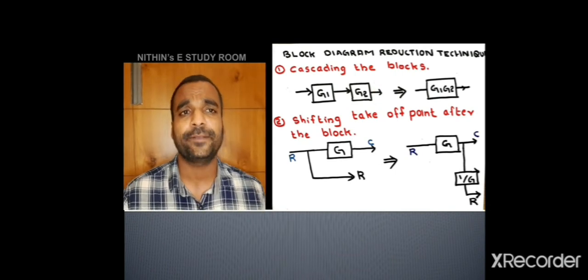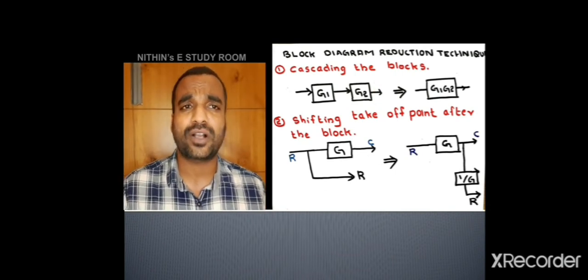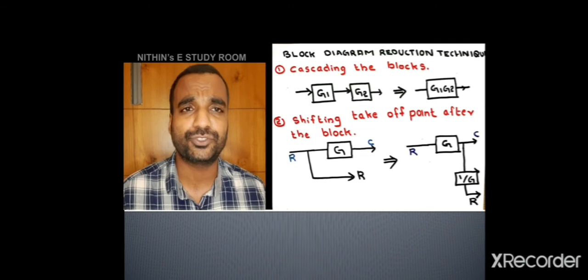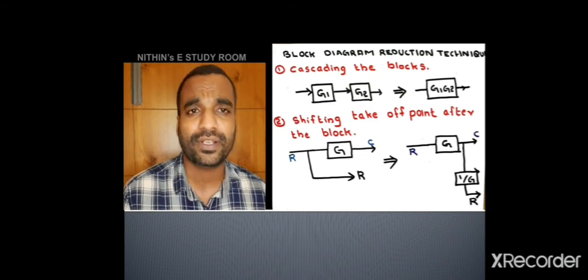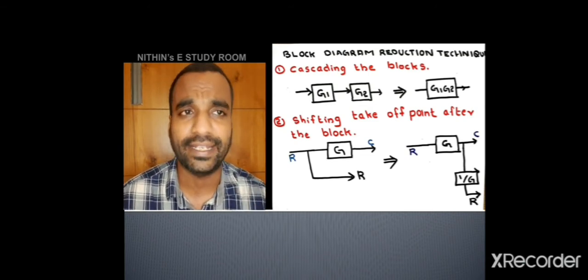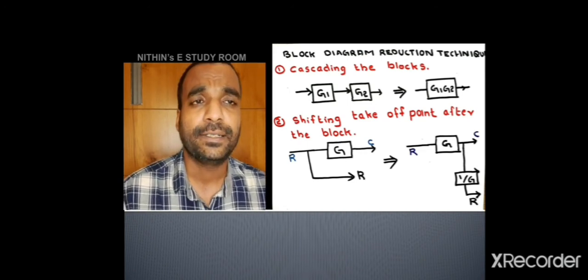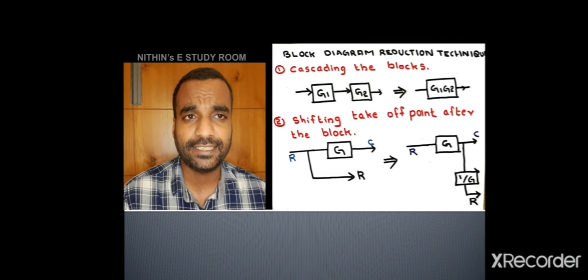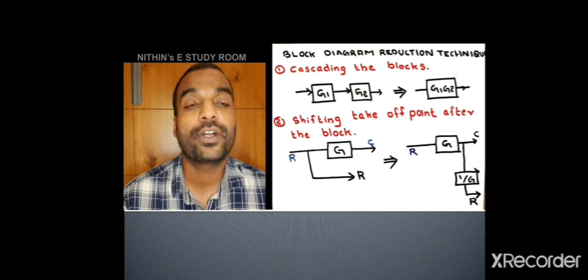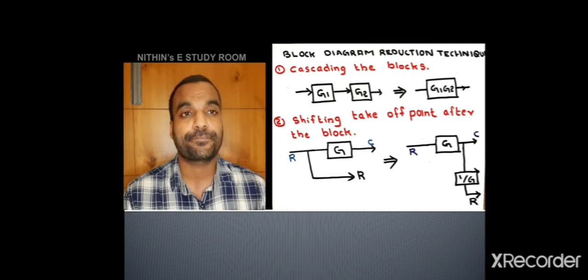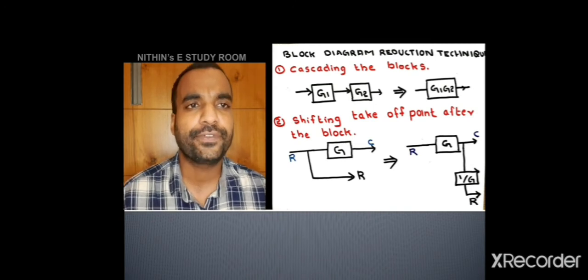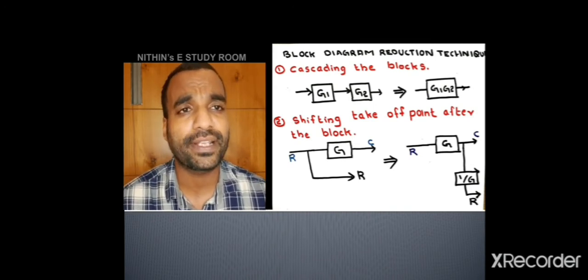So, we can say instead of placing two blocks in cascade, we can just mix these two blocks, and the resultant block is the product of the two individual gains g1 and g2. I hope the first technique, cascading the blocks, is clear for everyone. Now, we are moving to the second technique, shifting the takeoff point after the block.